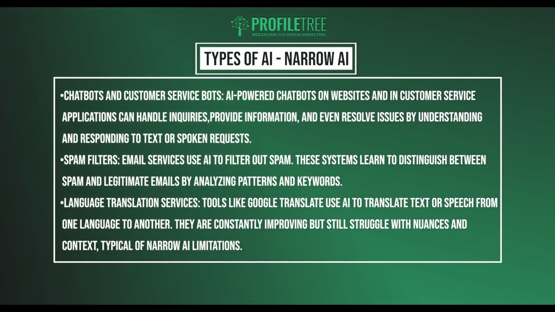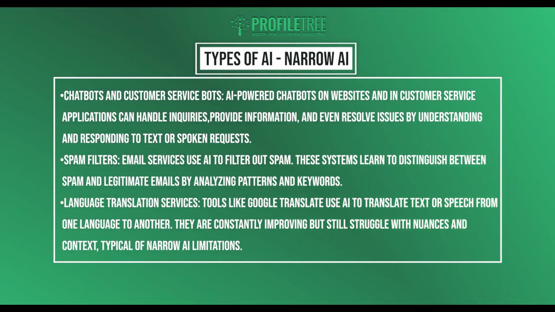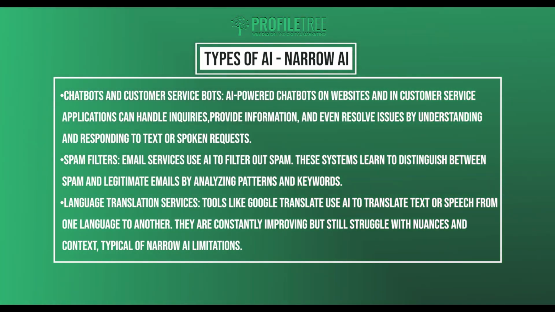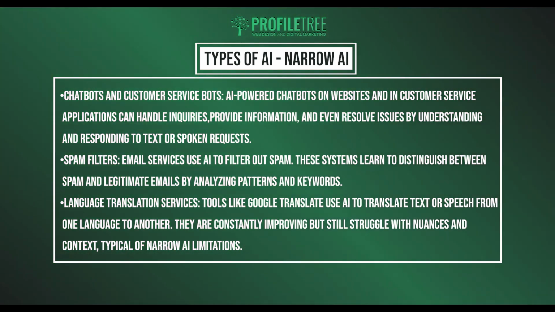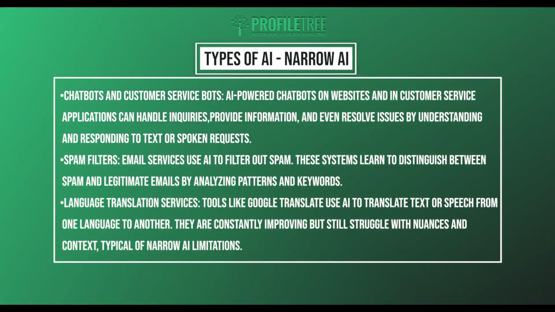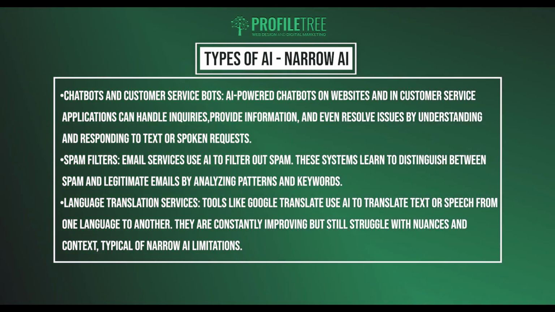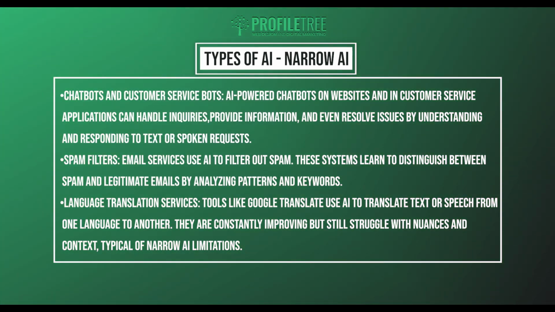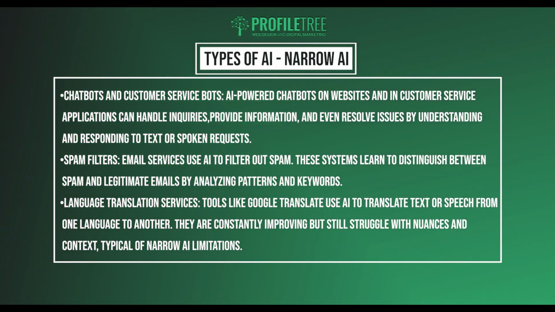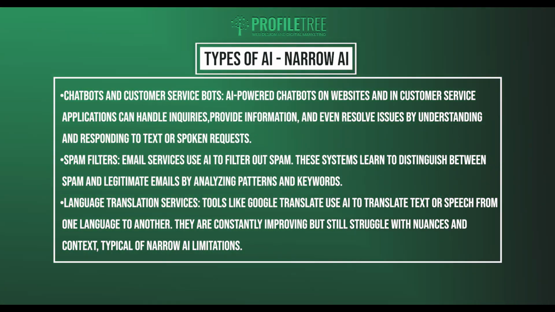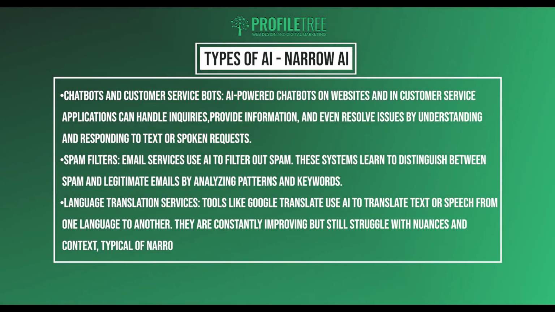Now, as well as this, you've got spam filters. Email services use AI to filter out spam. These systems learn to distinguish between spam and legitimate emails by analyzing patterns as well as the keywords. You've also got language translation services. So tools like Google Translate use AI to translate text or speech from one language to another. They're constantly improving, but still struggling with nuances and context. These would be considered as typical of narrow AI limitations.